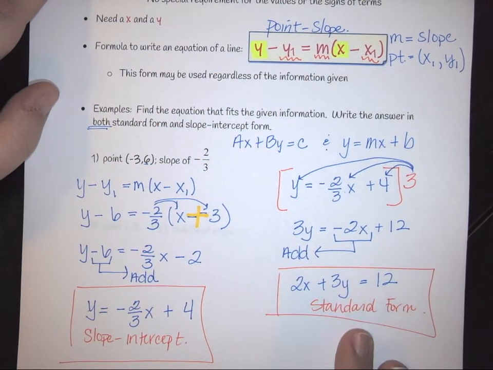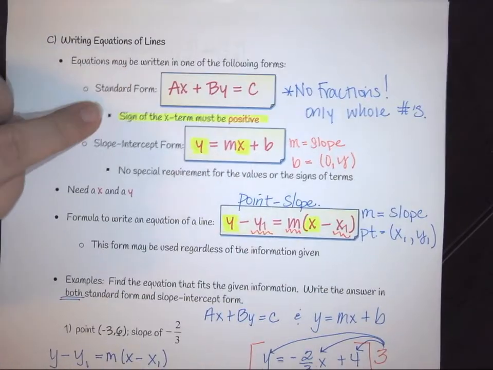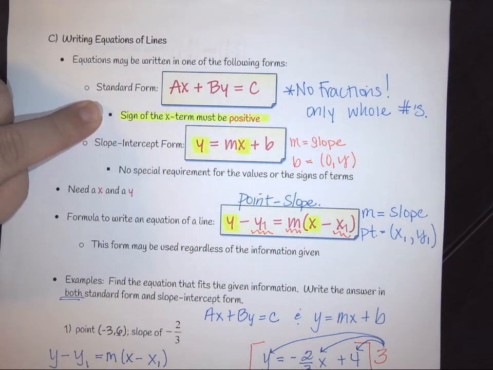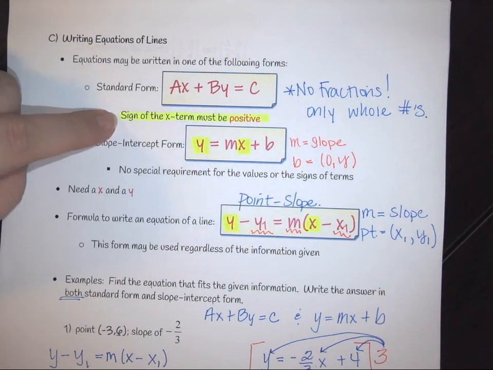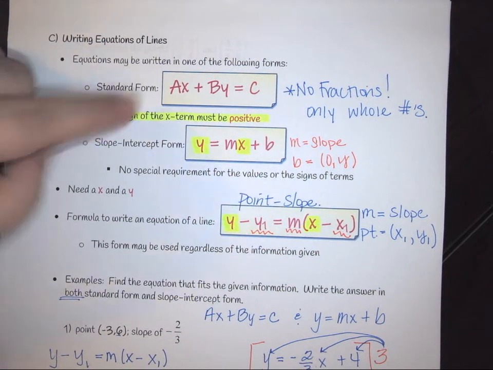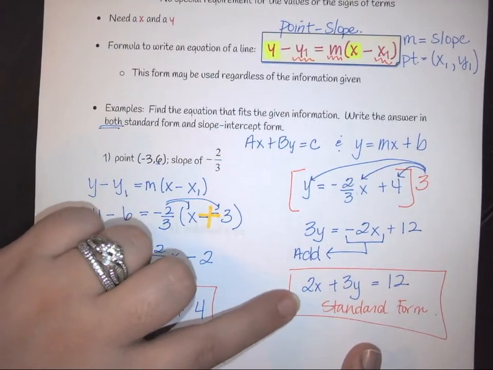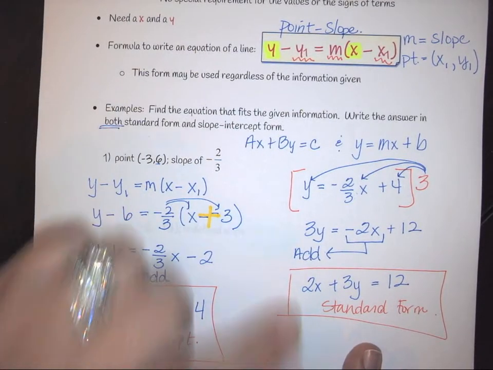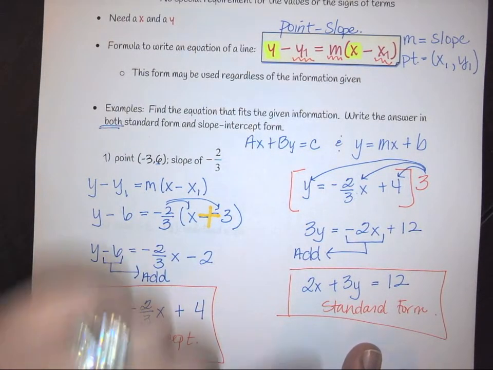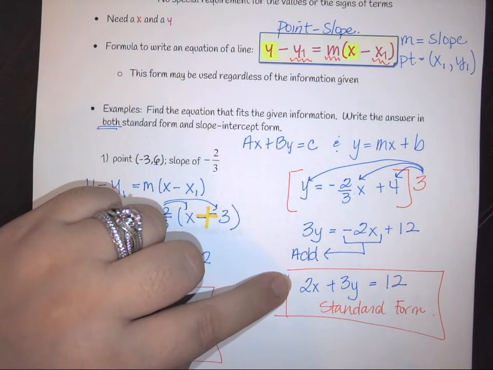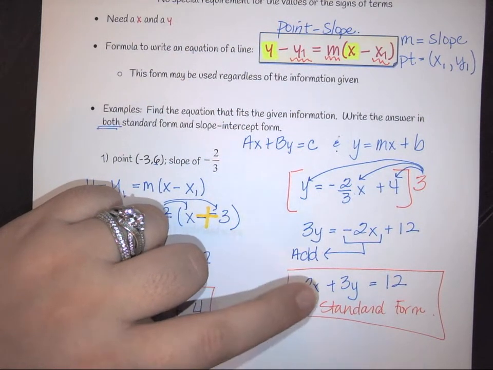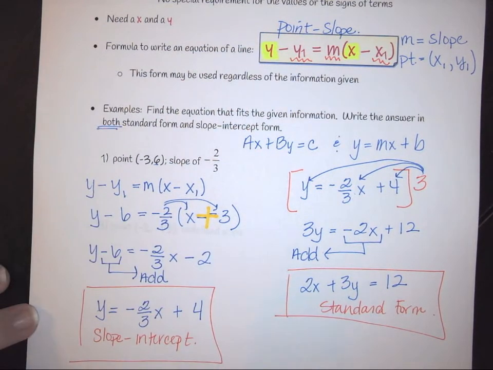Now with standard form, you always need to double check and make sure that you are hitting your two most important rules. Those rules being the sign of your x term must be positive and there are no fractions allowed. If you look at my standard form here, my x term is positive and I got rid of the fractions, so there's no fractions here. Therefore, I check off my two most important boxes and my work here is finished.